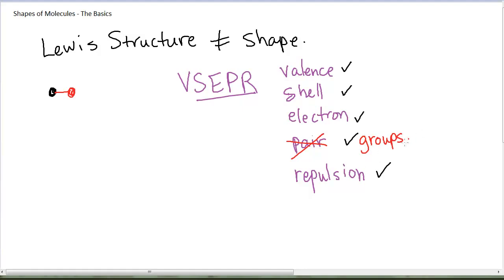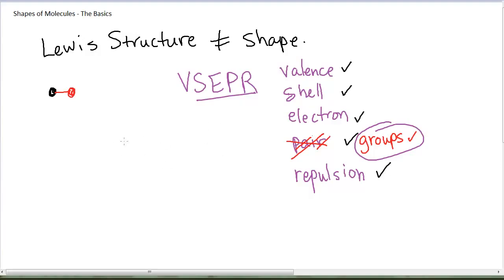The reason why I would change it to groups is because sometimes we see electrons that aren't just a pair of electrons. Sometimes there might be more than just a pair of electrons that would count as a group for this description of what we see happening. The valence shell electron group repulsion theory essentially says that the groups of electrons around the central atom want to be as far away from each other as possible. That is what dictates what shape they will take around the center.